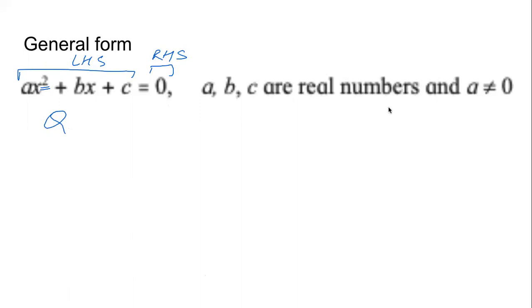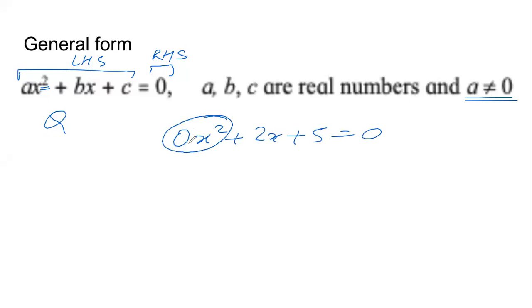Very important that a cannot be 0. If a becomes 0, for example, we write 0x square plus 2x plus 5 equals to 0. Now, if we have 0x square, then the whole term is 0. Now, this is no longer a quadratic equation. This is a linear equation. That is why we have written a is not equal to 0.